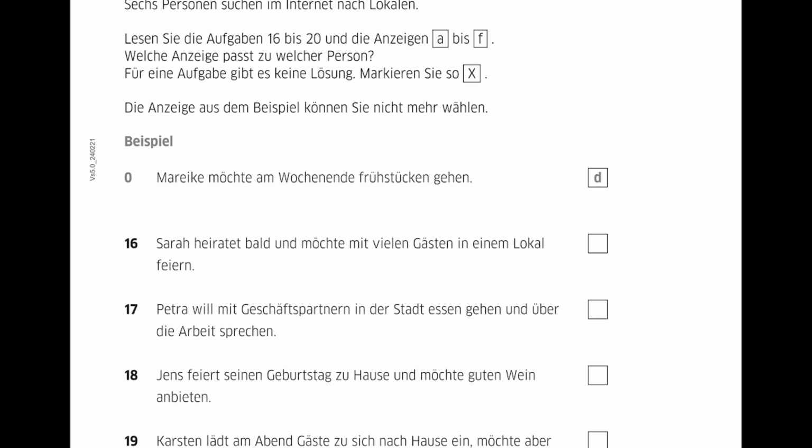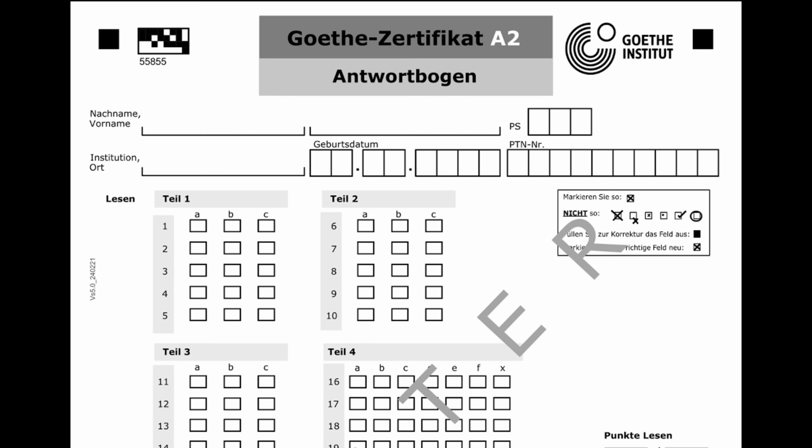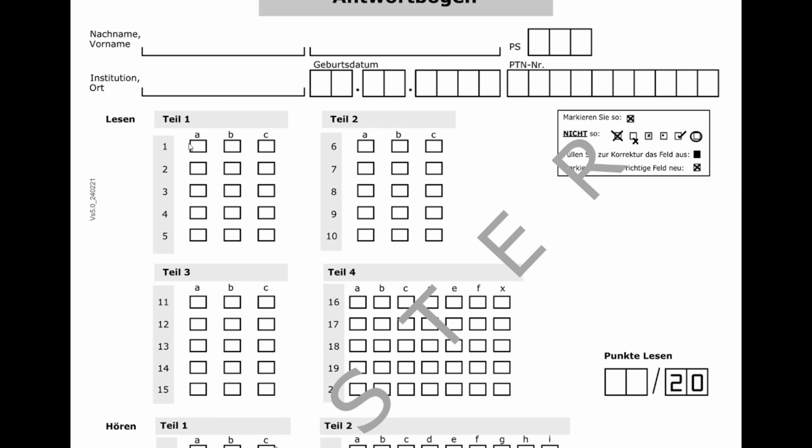So this was the Lesen part, and remember that once you are done, the answers that you select, you have to transfer them to the Antwortbogen, because only then will they be marked. So let's take a look at the Antwortbogen again, which you will find at the end of this PDF, and here is the Lesen tile, and you have to select the correct options for each of the questions. And you see in tile 4, they also have an option as X. So you have to see for which of these questions there is no suitable advertisement, and for that you will mark it with an X.